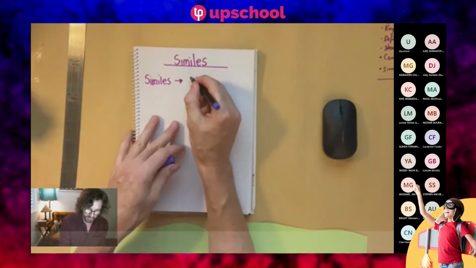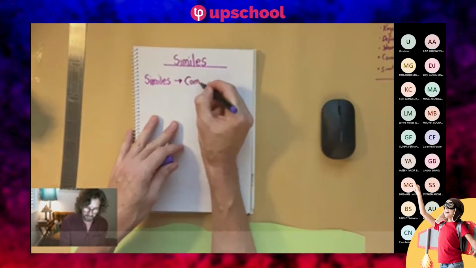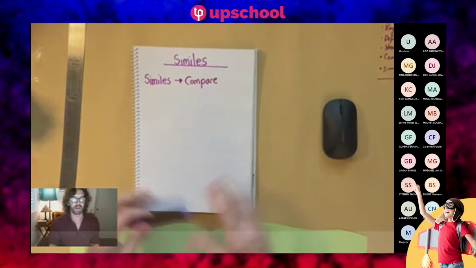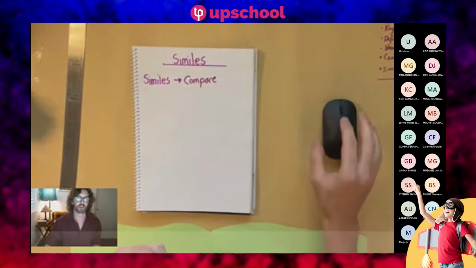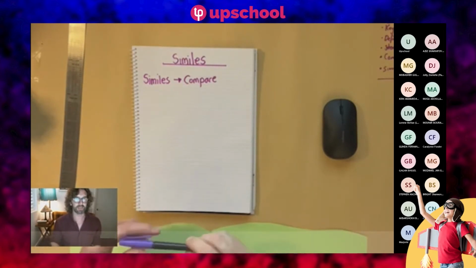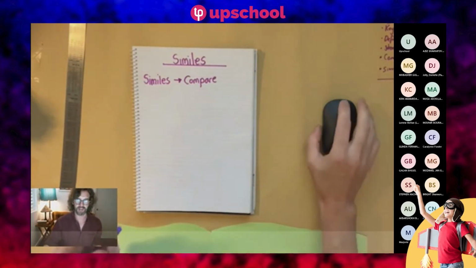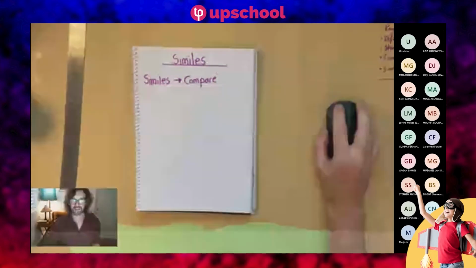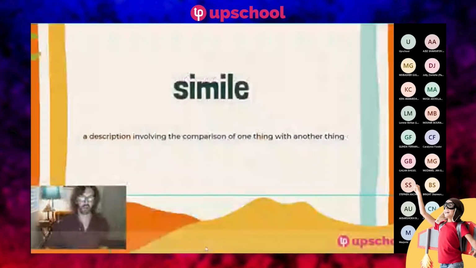So that I'm going to put down here to compare. And that will help me to understand and remember actually what it is that I'm talking about, to compare. Now, a simile helps us with our writing because it paints an amazing picture in the reader's mind. Here are some examples of what a simile may actually look like in a story.